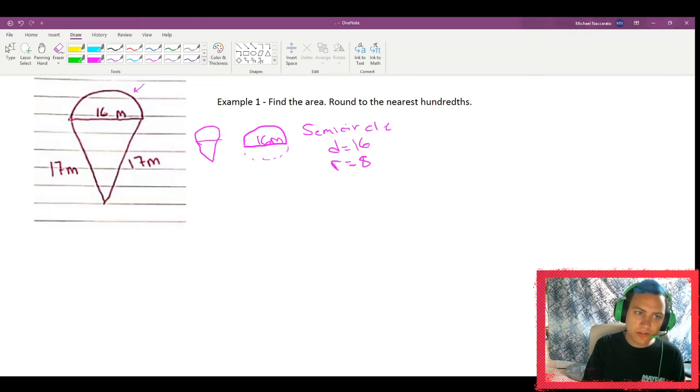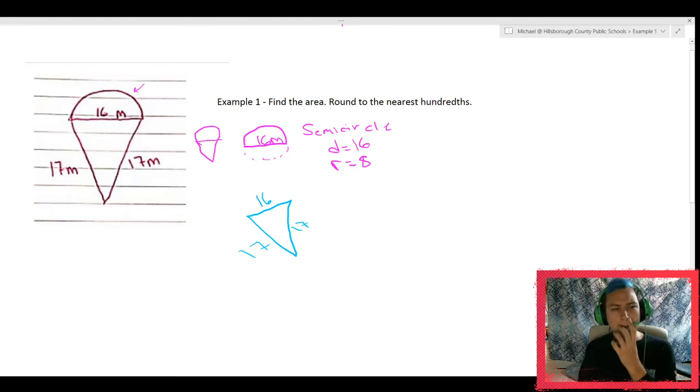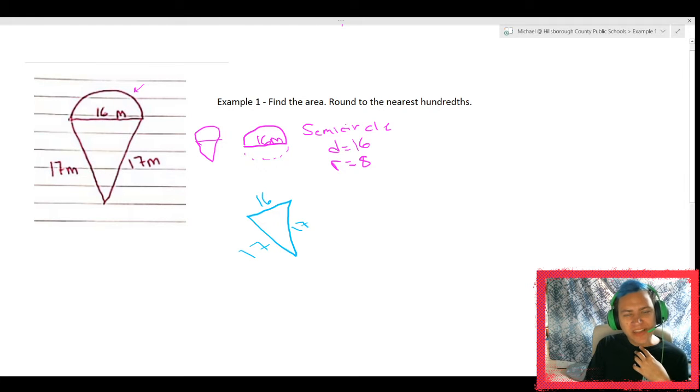The next part we have to look at is this bottom part right here, which if we're pretending this is like an ice cream cone, because that's kind of what it looks like, right? It's the cone part of it. So I have 17 meters, 17 meters, and 16 meters. I run into a little problem here, because I know that to solve this part, I'm going to have to do base times height divided by 2.